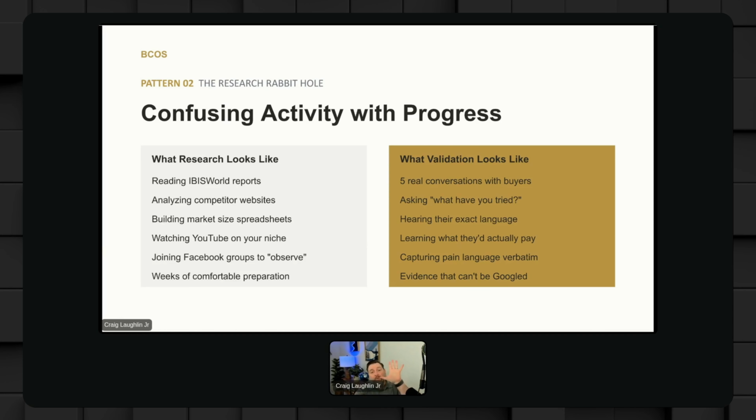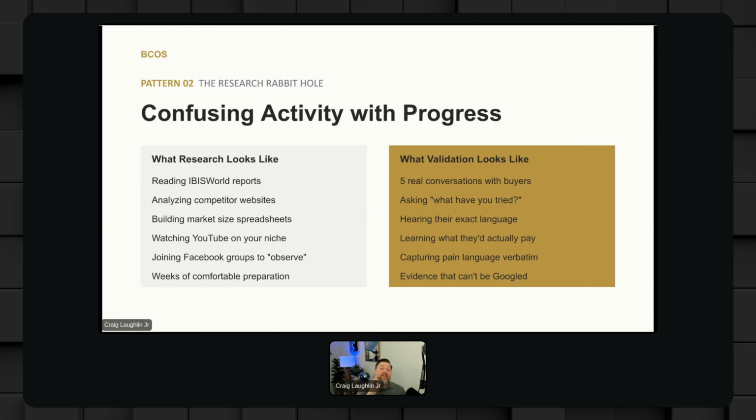So they pull up IBISWorld reports, they research market size, they analyze competitor websites, they build spreadsheets tracking industry trends, they join Facebook groups in their target market and lurk around the groups, telling themselves they're observing buyer behavior. 3 weeks go by, sometimes 4, sometimes 6, and they feel like they've been working hard because they have. They have all this data. They can tell you the market size, they can name the top competitors, they can quote growth rates, but they have not had a single conversation with an actual human being who would potentially pay them for coaching.